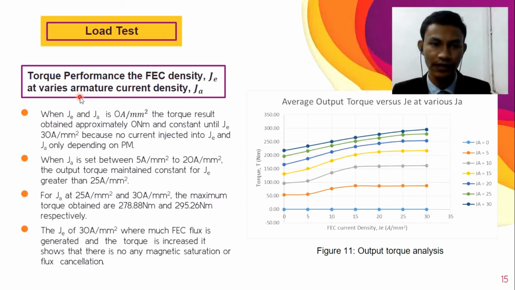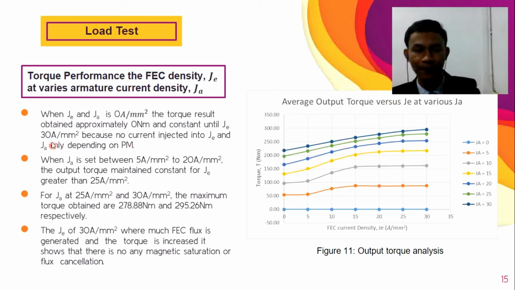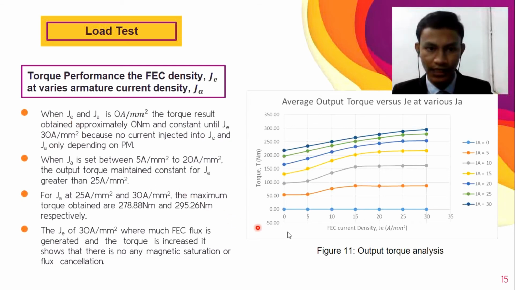So the last part for the result is load test analysis, which is torque performance of FEC density JE at various armature current density JA. So this is the graph of the average output torque versus JE at various JA. So basically this step will refer to this graph. So when JE and JA equal to 0, the torque result obtained is approximately equal to 0, and constant until 30 JE. We can see here because no current is injected into JE and JA, only the permanent magnet generates the flux.